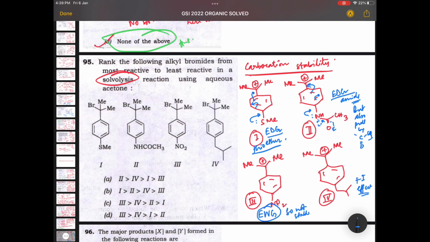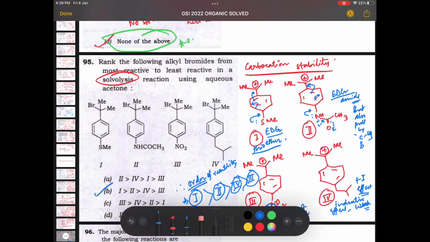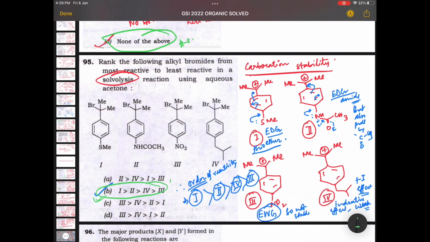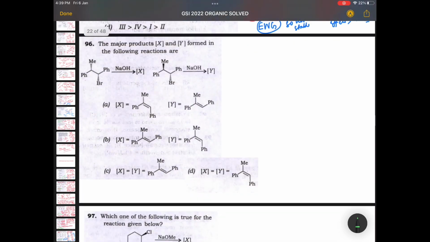NO2 is electron withdrawing, so there is no such stabilizing effect, and the alkyl group in the fourth option has a plus I effect. The inductive effect happens, which is a weak effect, but it still stabilizes the carbocation more than 3. So the order of reactivity should be 1 the most reactive, then 2, then 4, and then 3. So the answer is option B. So the second option is the correct option in this particular question.